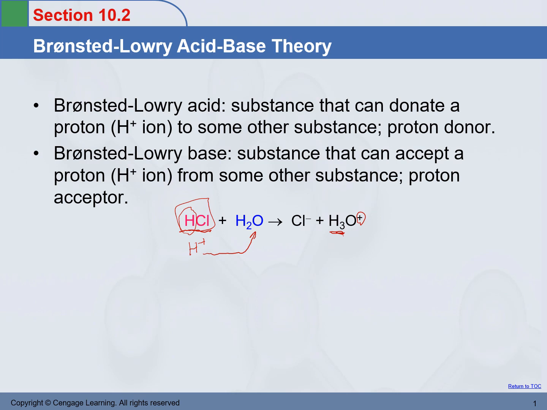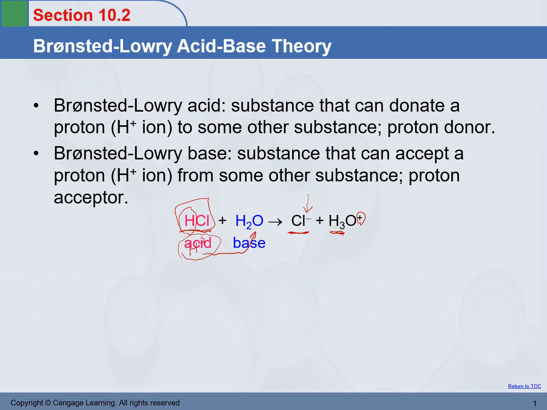HCl, after donating a proton, again a proton is an H+, only the chlorine is left. The H is gone with a plus charge. Therefore, the leftover is negatively charged. As you can see, a proton is transferred from HCl to water. HCl is a Brønsted-Lowry acid. Water is a Brønsted-Lowry base. It is a proton acceptor.